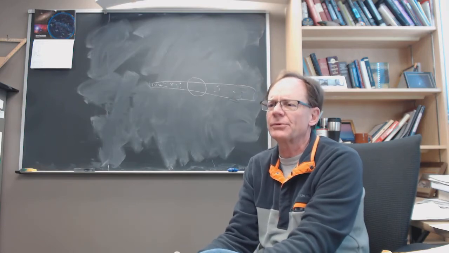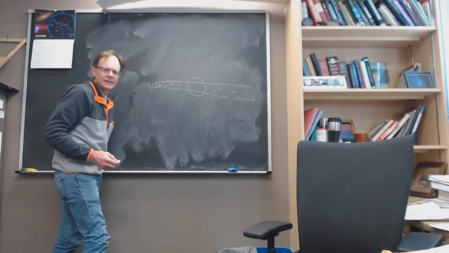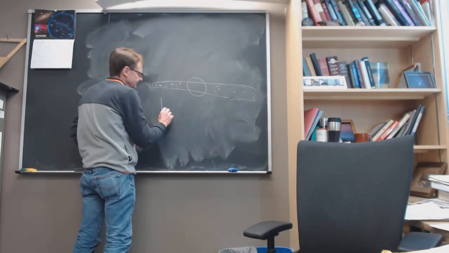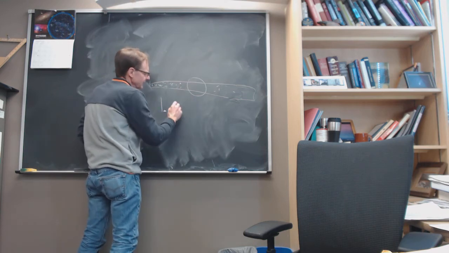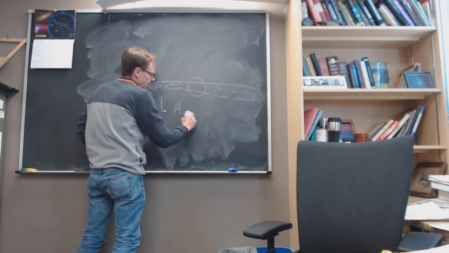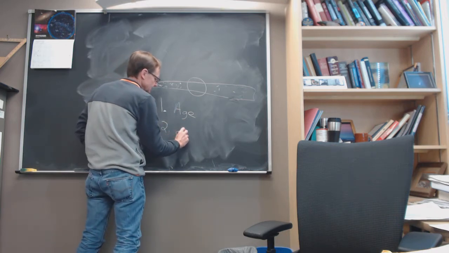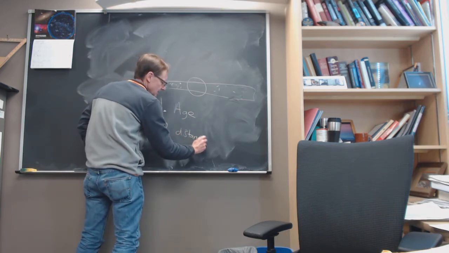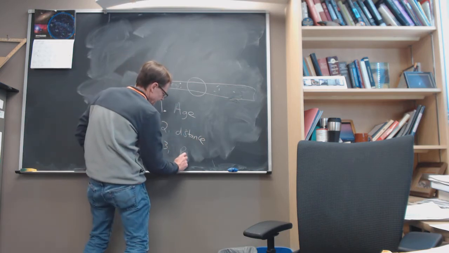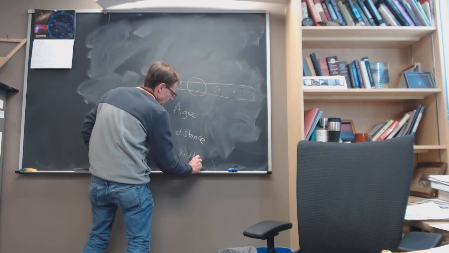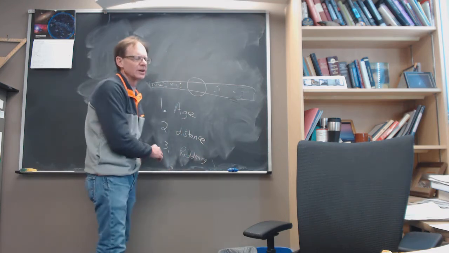There are three things that we're really going to be working with in our lab today. We're going to get the age of the cluster, and we're going to get the distance to the cluster, and we're going to get something called the reddening of the cluster, or the color excess. We're going to measure the color excess to tell how much the stars have gotten reddened.